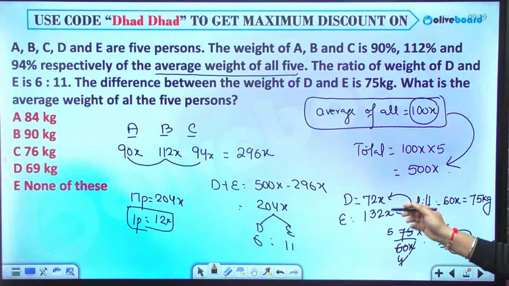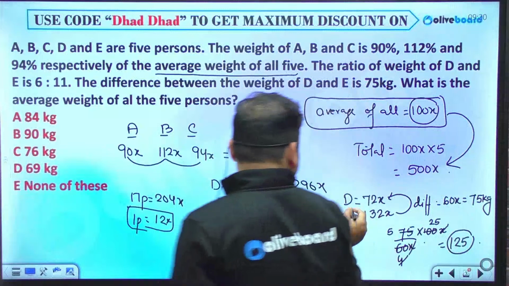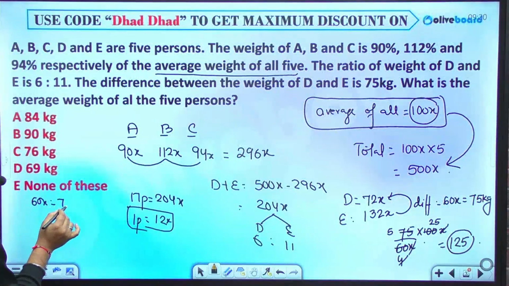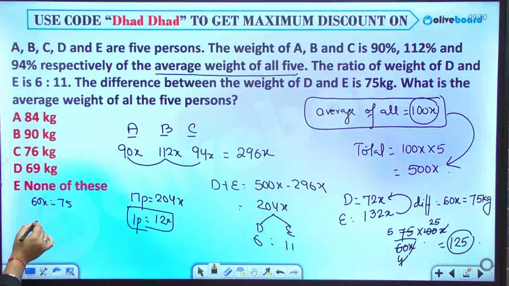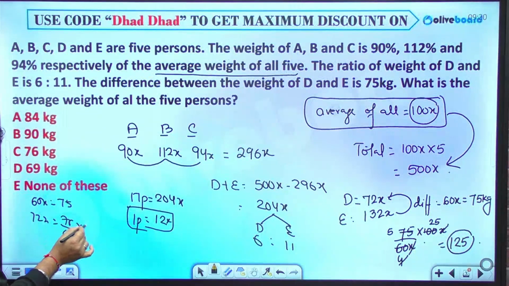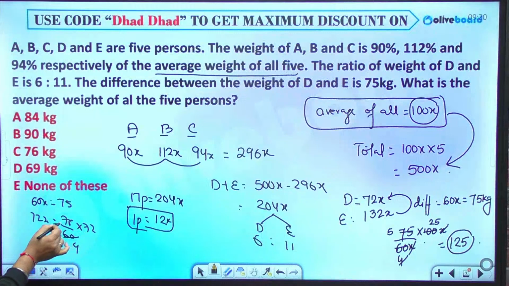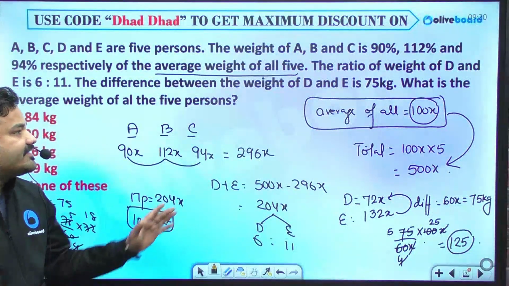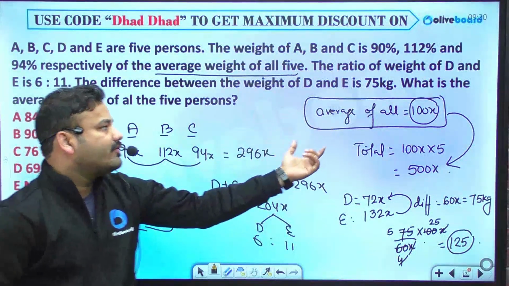And even we are using 72x now. 60x equals what? 60x equals 75. So the weight of d will be what? The weight of d is 72x. 72x will be what? 75 by 60 into 72. 15 times 4, and this is 15 times 5, and 4 times 18. 18 into 5 is 90. Anyhow, you will be getting d equals 90 only. But here what was needed? Here needed is the average of all. Average of all will be 100x.